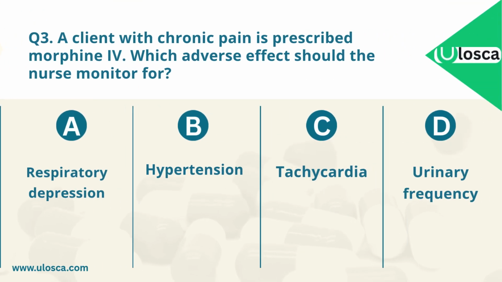Question 3. A client with chronic pain is prescribed morphine for. Which adverse effect should the nurse monitor for? A. Respiratory depression. B. Hypertension. C. Tachycardia. D. Urinary frequency. Which one is the correct answer?